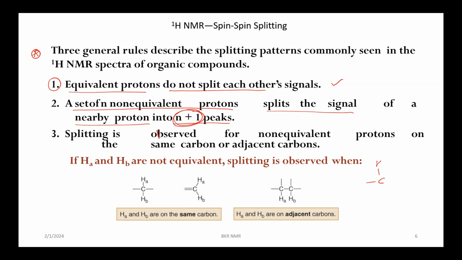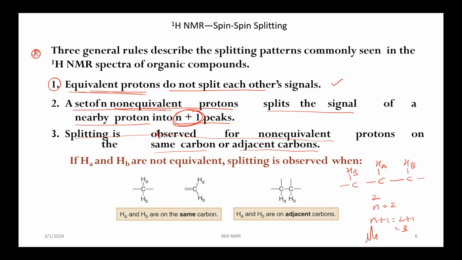So I have a proton and I count the number of B protons on either side. If I have a B proton here and a B proton here, I'll have two B protons, so my neighbors will be 2. So I'll be split into 2 plus 1, a triplet. So I'll be observing the n plus 1 rule, and this is possible only for a set of n non-equivalent protons. Keep that in mind because equivalent protons will not split each other. So the splitting is observed for non-equivalent protons on the same carbon or adjacent carbons.